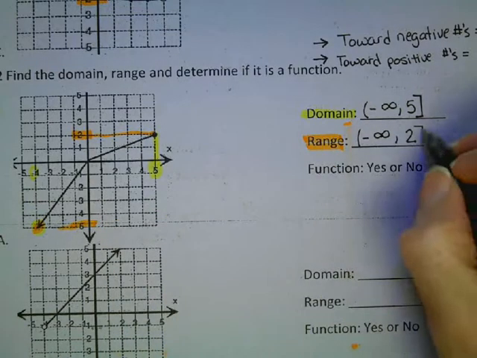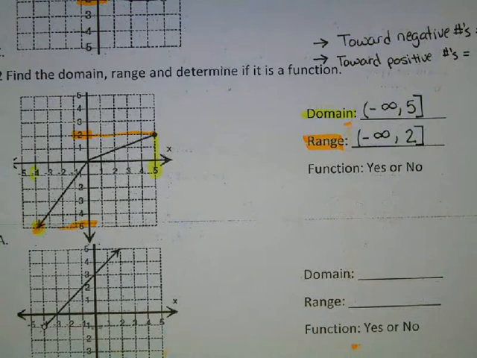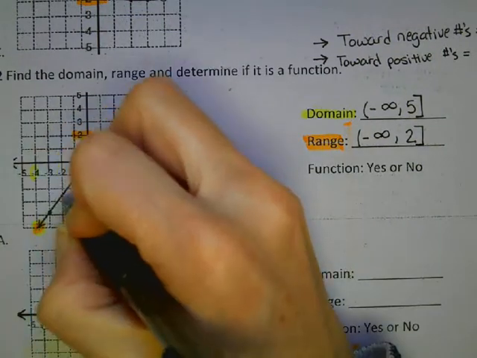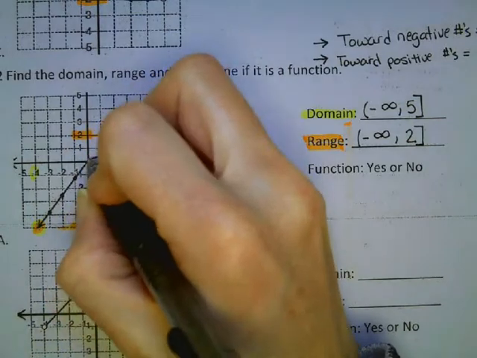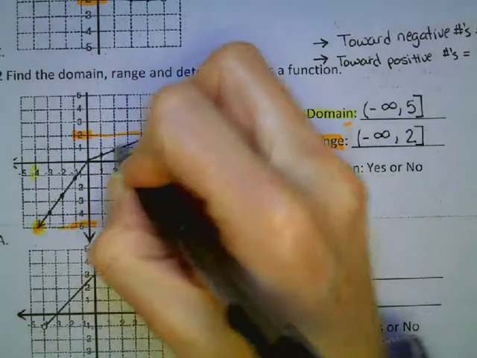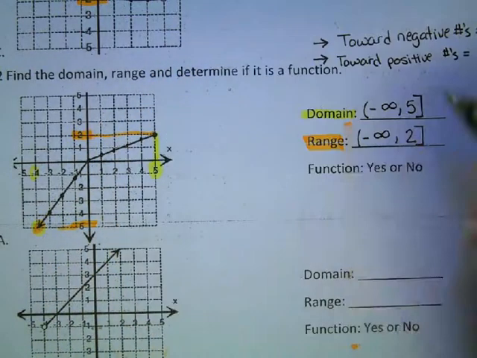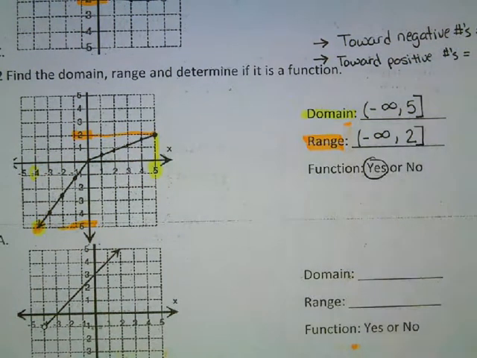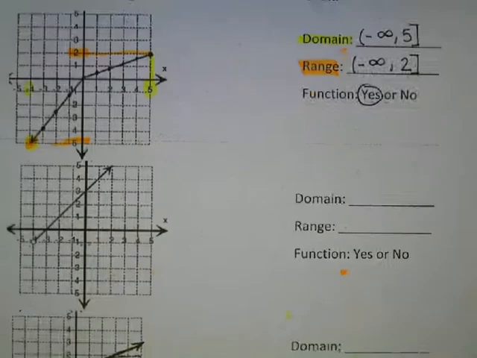Is this a function? So let's do the vertical line test. Every vertical line has 1 point. So I would say, yes, that is a function. Okay.